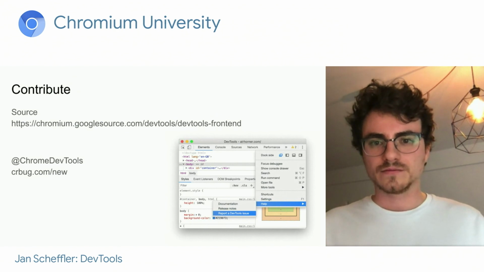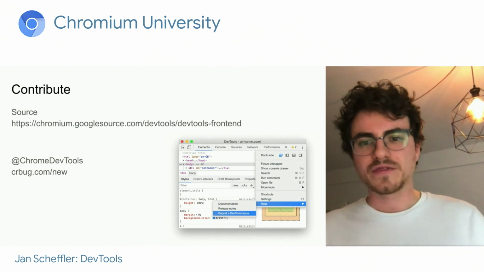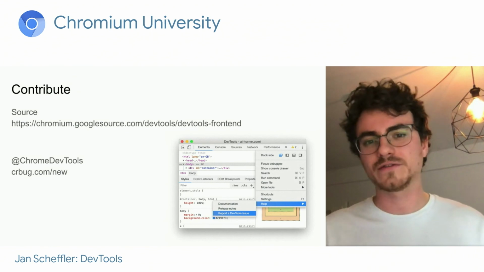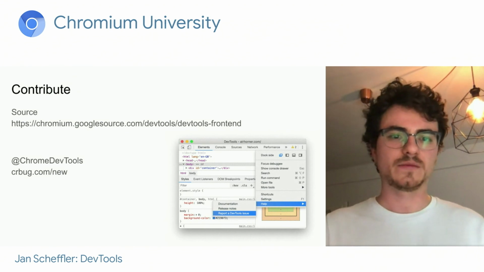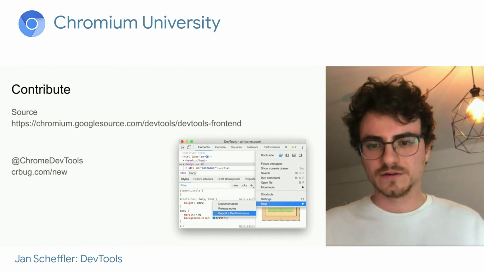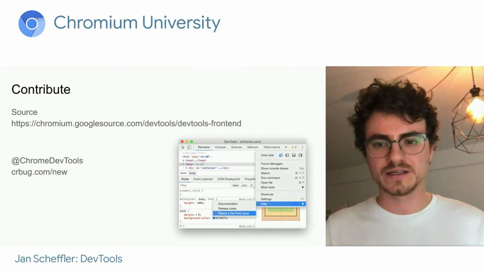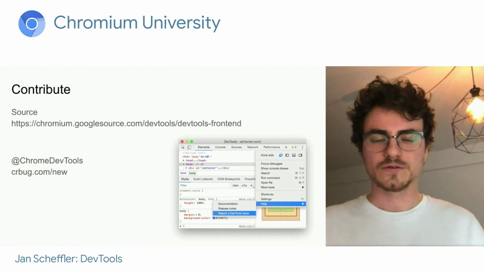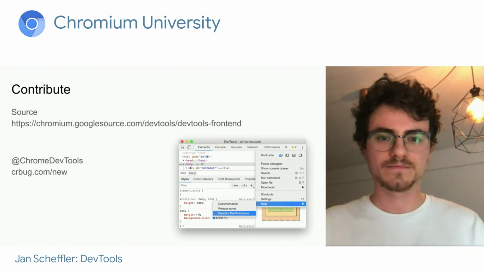And we know that we don't always get everything right. So when you find a bug, or if you have a feature request, of course, we'd love to hear about it. If you open the menu again, under help, there's a report a DevTools issue entry that you can use to file a bug for us.